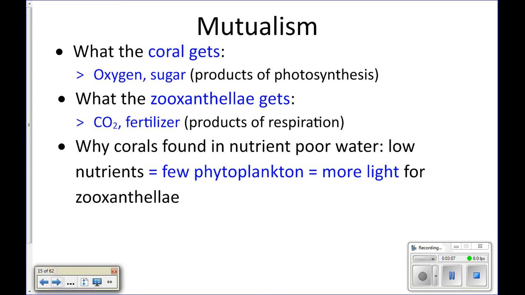So why does this explain why corals need to be found in nutrient-poor water? Well, remember, what are the two things that phytoplankton need to bloom? Light and nutrients. Okay, so they're in the tropics, so there's lots of light. If there were lots of nutrients in the tropics, you would get a big old phytoplankton bloom. Well, phytoplankton, when they bloom, make the water more murky.